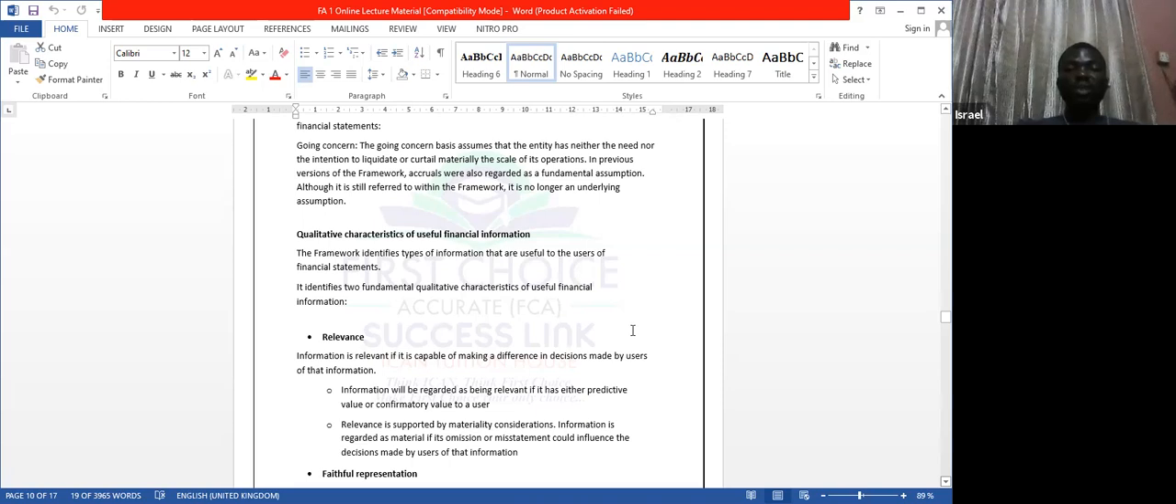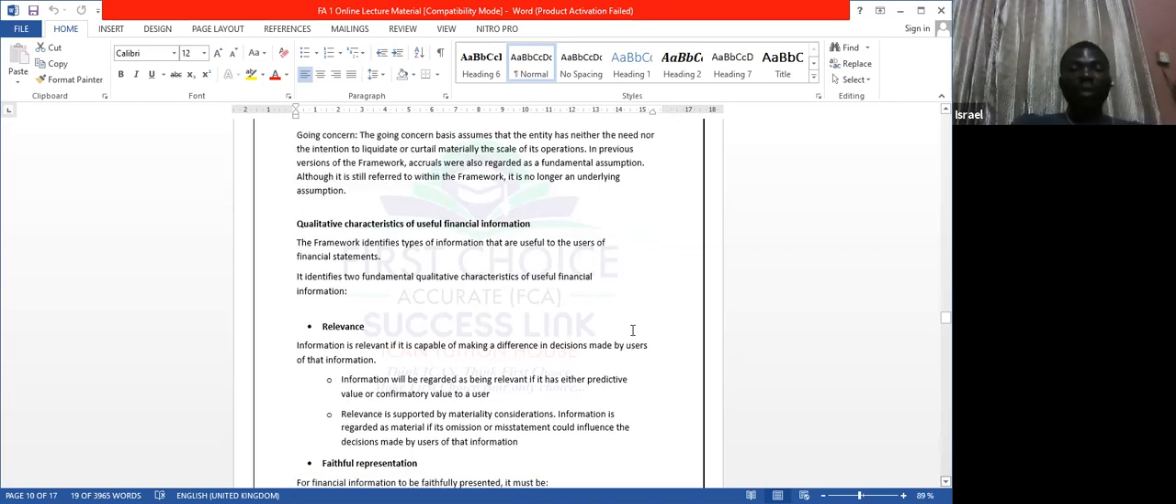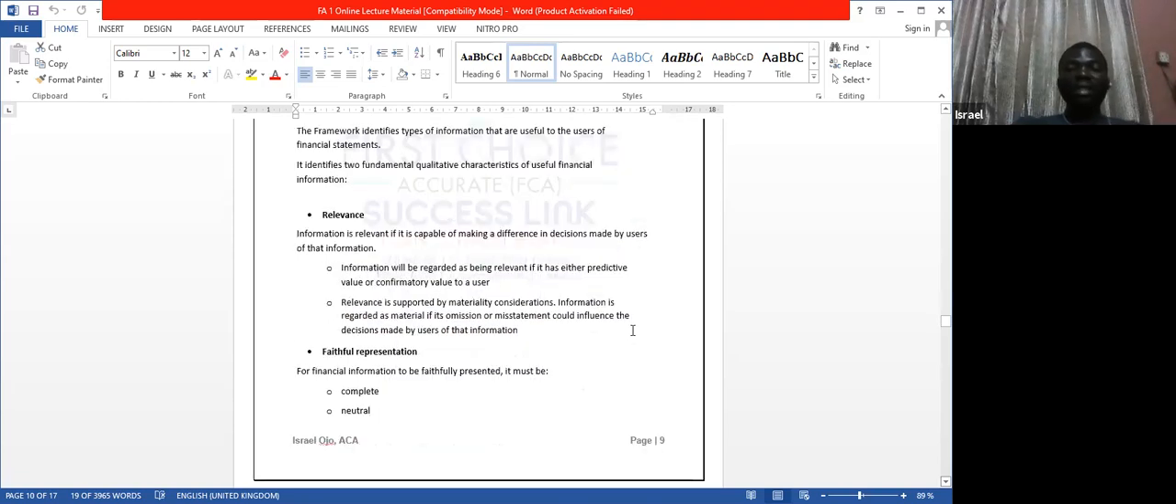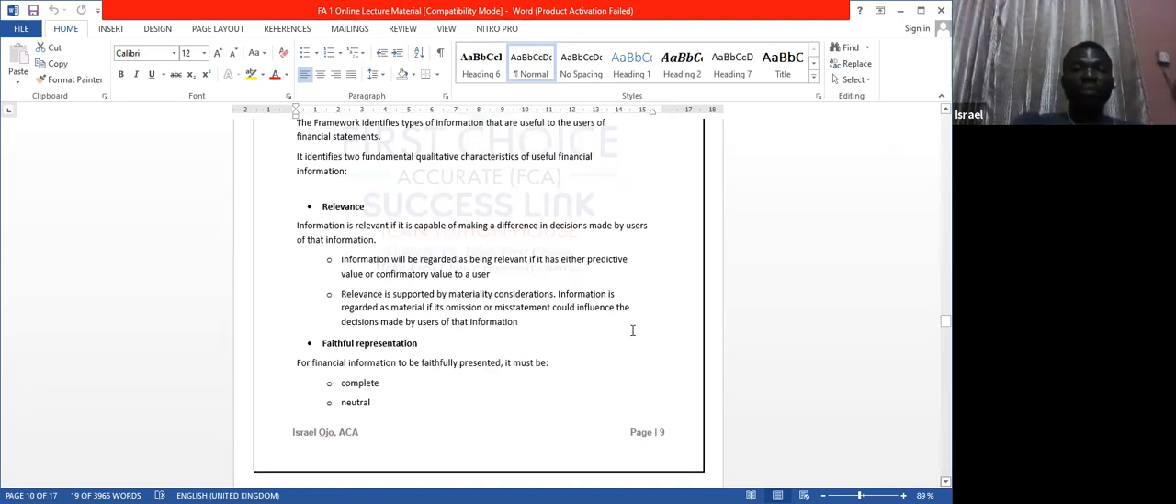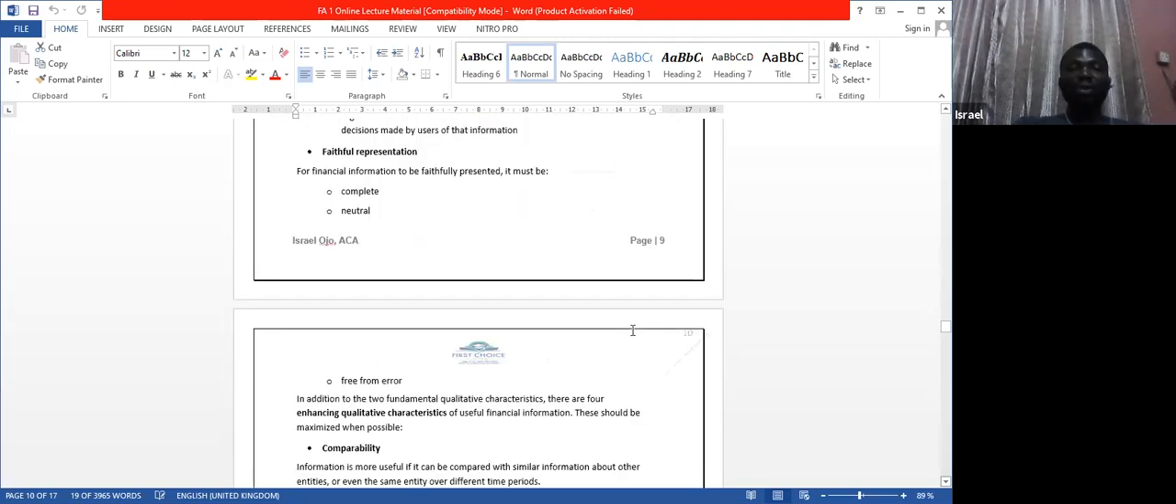The next one is what we call faithful representation. Faithful representation means that the data you are including in your financial statement must be complete. It must be neutral, free from any bias, and also free from errors. It must be complete, free of bias and free of error. So that's what we call faithful representation. Those are the two under fundamental.